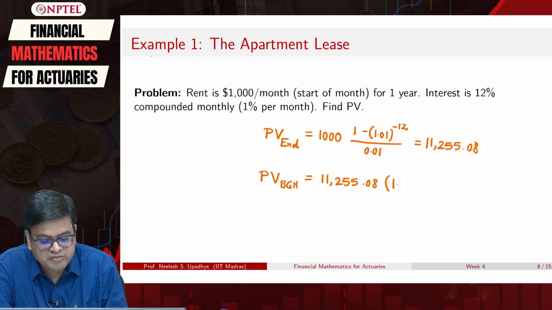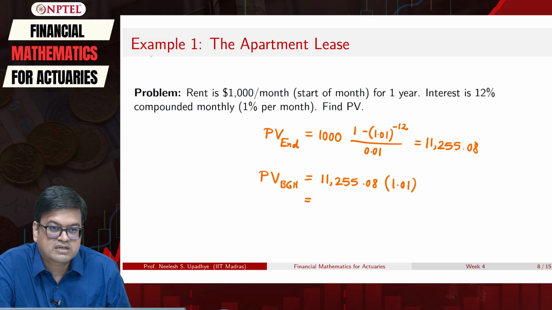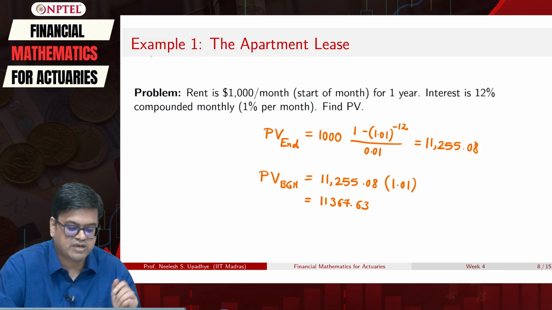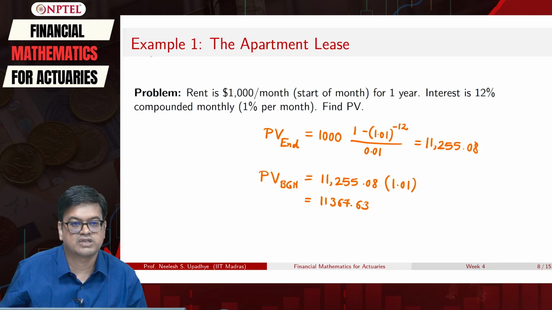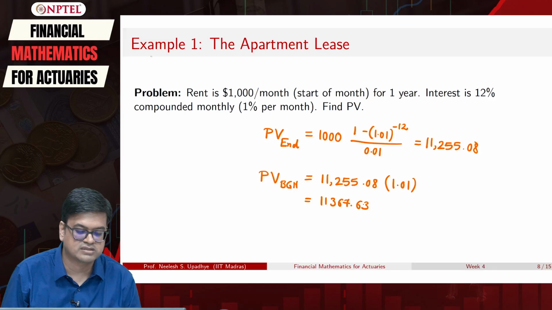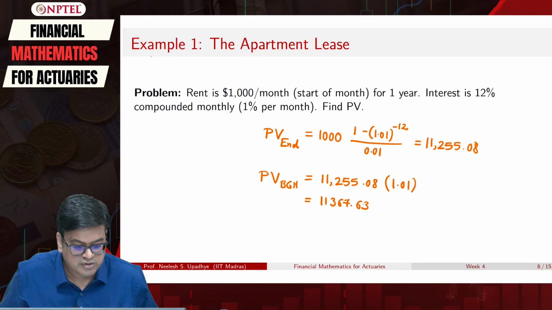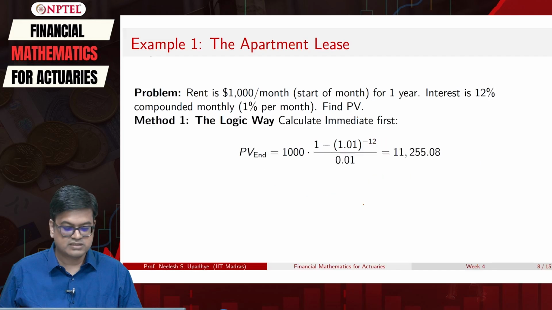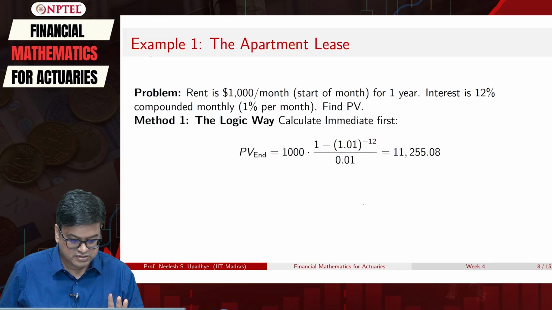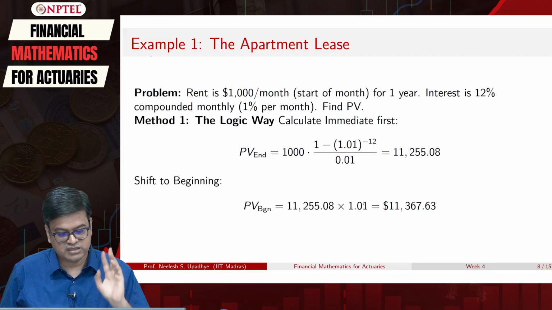Everything is multiplied with 1 plus i, so it's 1.01, and whatever answer comes will be my answer, which is 11,367.63, which I have calculated. I will show you in the calculator also. This will be the answer. Okay, so now let us see the printed answer. It's this and this. These are the two steps.